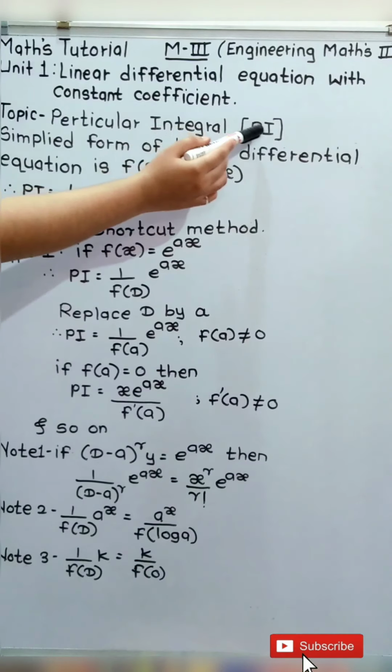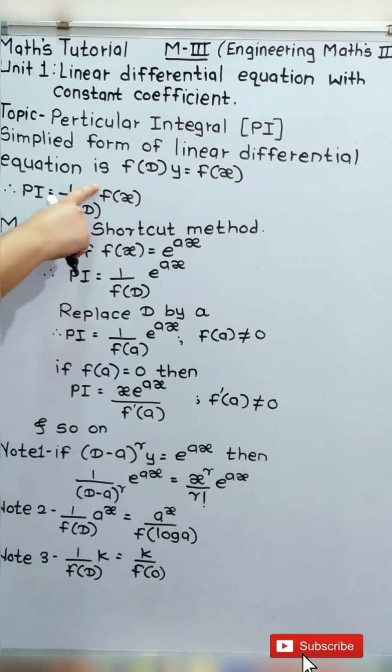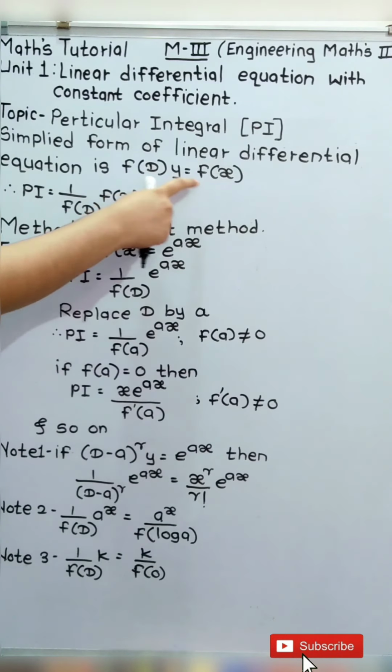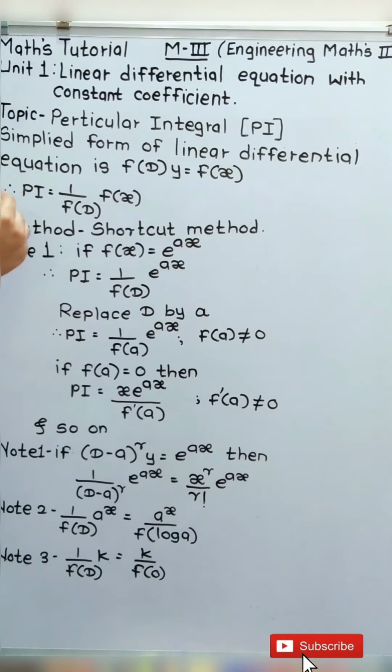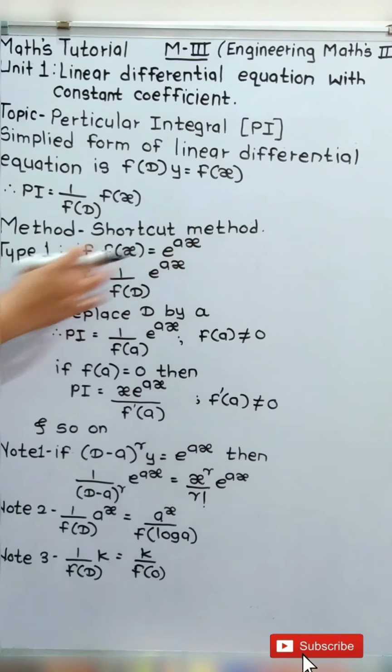Particular integral, that is PI. We have the simplified form of a linear differential equation: f of D into y is equal to f of x. So PI is equal to 1 upon f of D into f of x. Method first is a shortcut method.